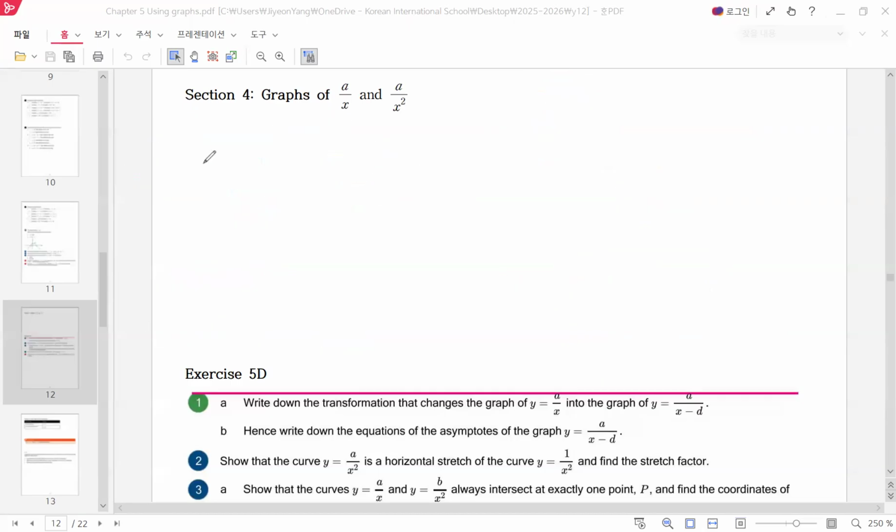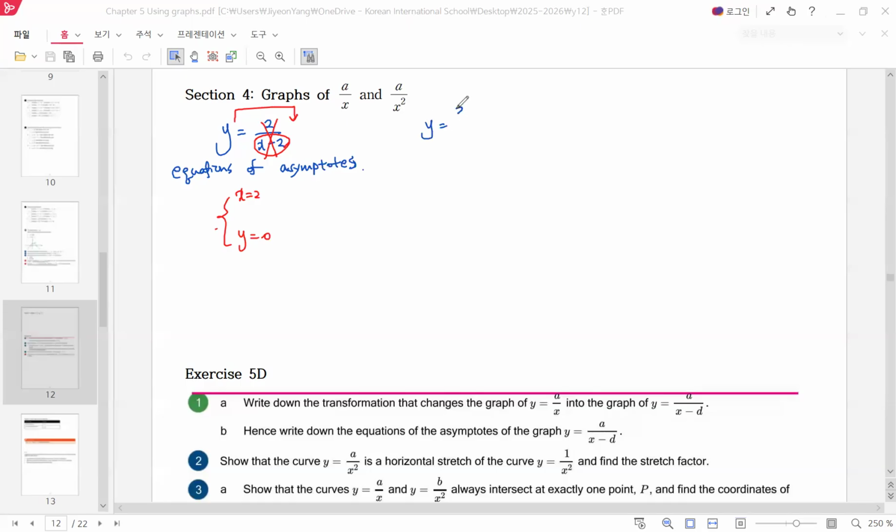Let's practice one more time. y equals 2 over x minus 2. And then they ask you to find the equations of asymptote. Then find the value of x which makes the denominator 0, which is x equals 2. And then after this, ignore this part, then y equals, there's nothing. It means that y equals 0.